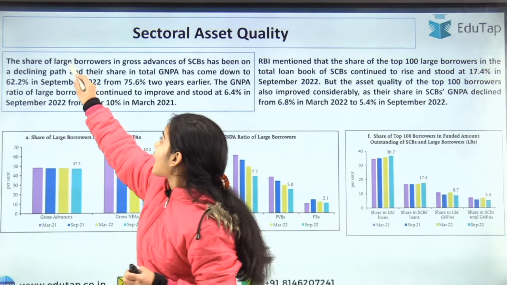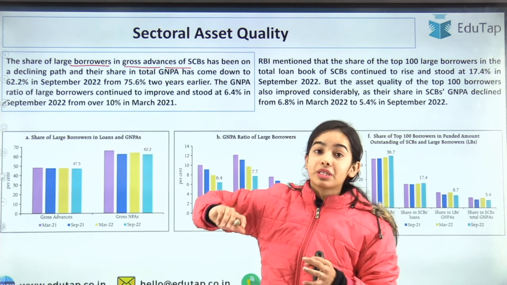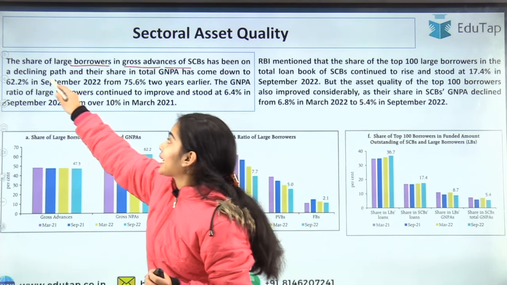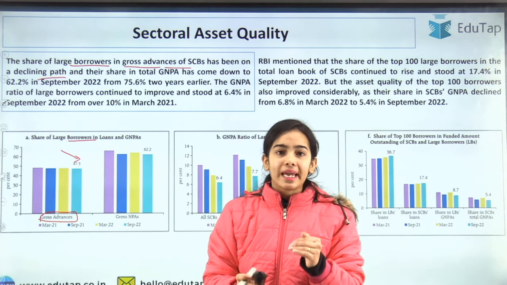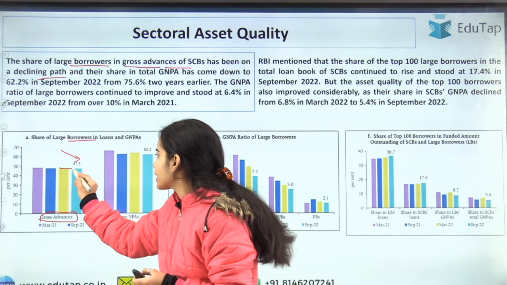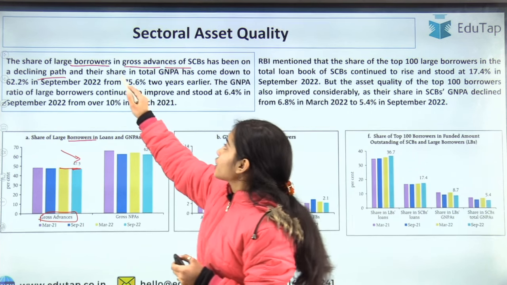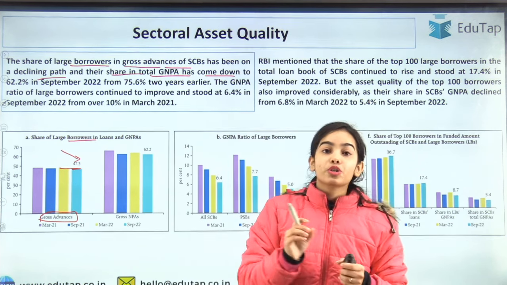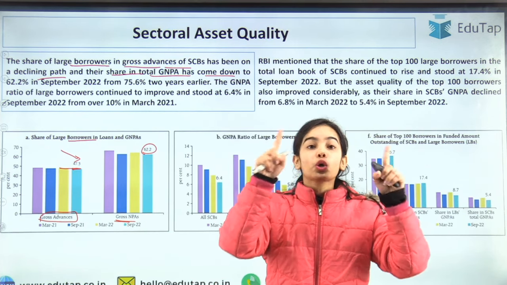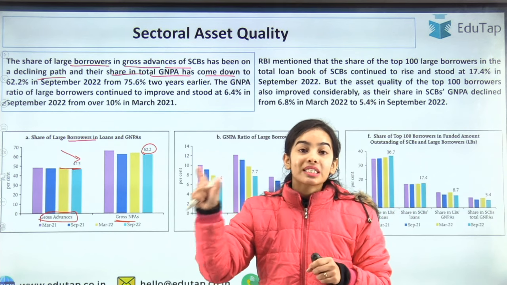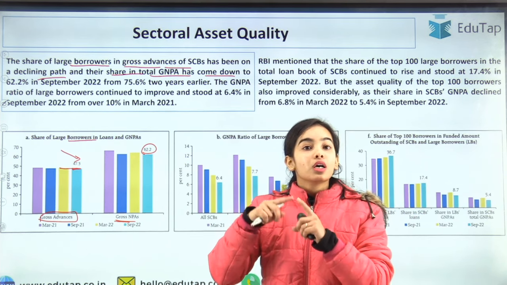Next is the share of large borrowers in the gross advances of scheduled commercial banks, which has been on a declining path. Of the total advances, the advances given to large borrowers are declining, though not by much, only a little bit. Their share in total GNPA has come down to 62.2%. From the total non-performing assets, the large borrowers account for 62.2% of the gross NPAs.